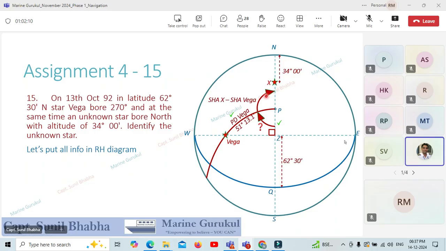Now once I know this angle, I know this is the difference between SHA of the star X and the SHA of star Vega also, because this is the R angle, difference of R angle between the unknown star and Vega. So SHA is also a R angle. So whatever is the SHA of Vega plus this angle is going to give me the SHA of the unknown star.